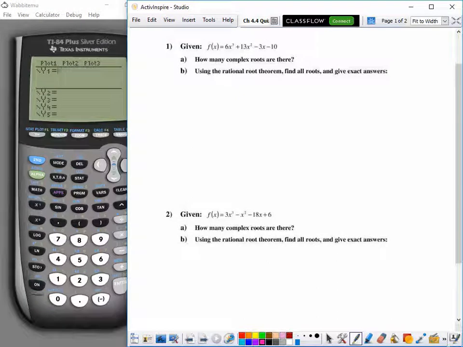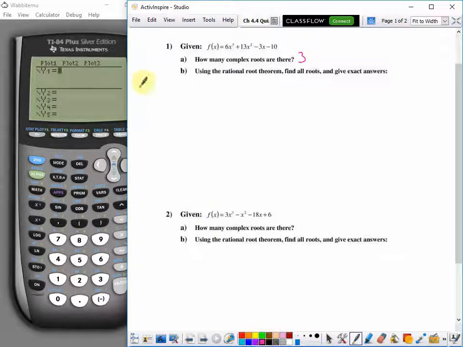Hey everybody, welcome back. We are going to do some more practice with the rational root theorem today. We use that theorem when solving equations with a degree greater than 2. Like number 1 has a degree of 3, which means there are actually going to be 3 roots. So we're going to use the rational root theorem to find them.